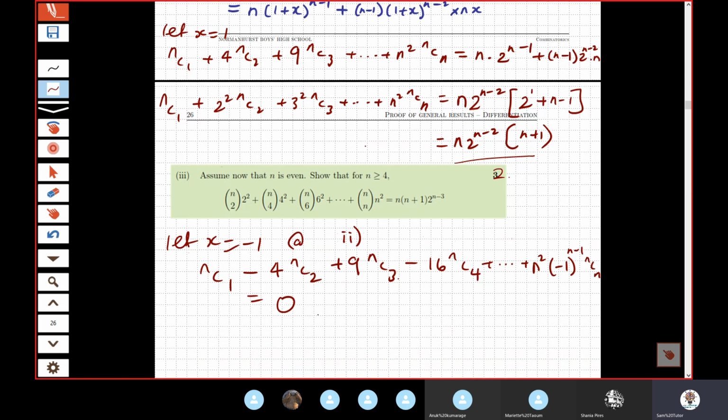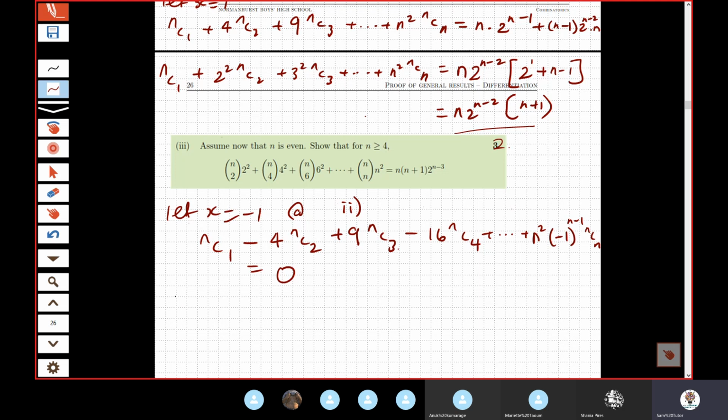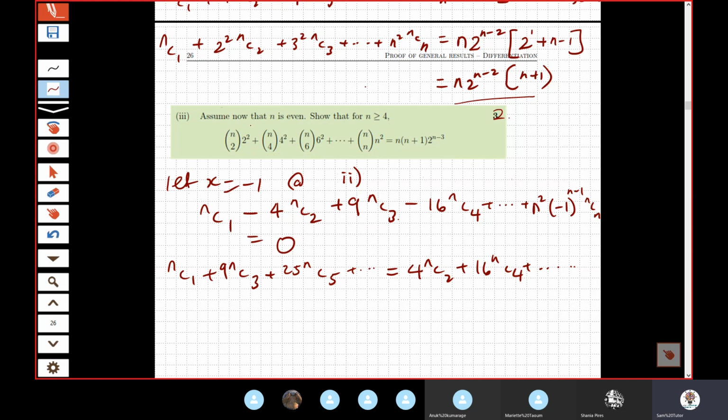So what you've just proven there is this result. nC1 plus 9 nC3 plus, let's say the next odd after 16 is 25, 25 nC5 blah blah blah must equal, if I bring all my even numbers to the right-hand side, 4 nC2 plus 16 nC4 plus dot dot dot. So pretty much what you just proved is what I had written for you guys up here. You've got to prove that odd equals even.